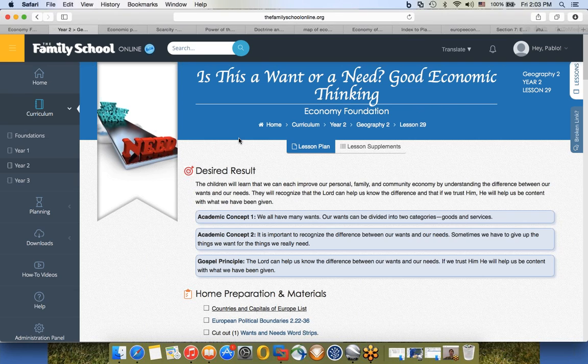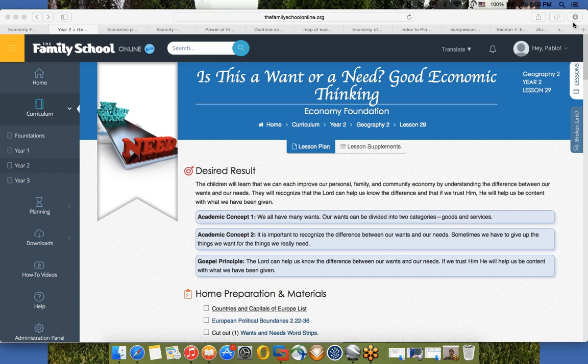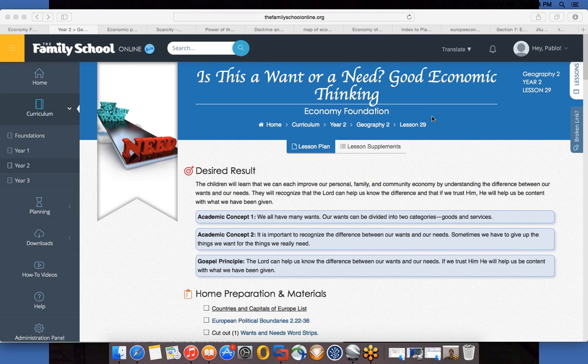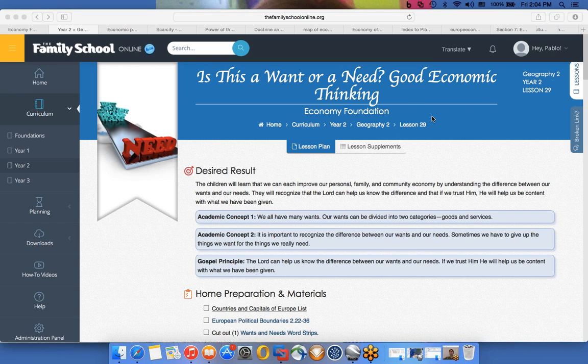In the family school, if you have younger siblings, I recommend that you teach this lesson to them. It is centered around the idea of distinguishing between wants and needs. What are economic wants and what are needs, and how are these satisfied in an economy through goods and services? So the importance of being able to differentiate between those.